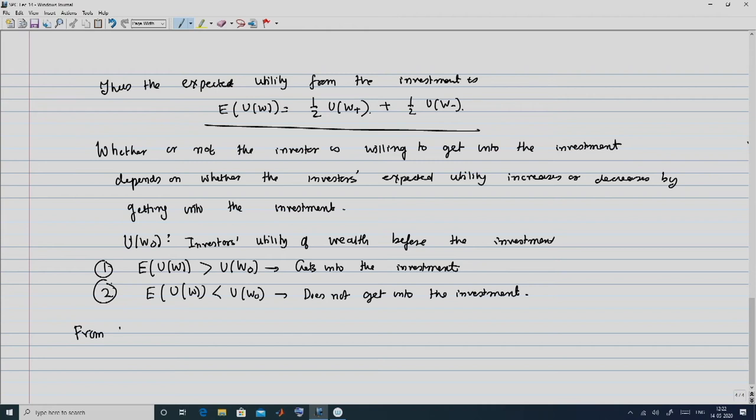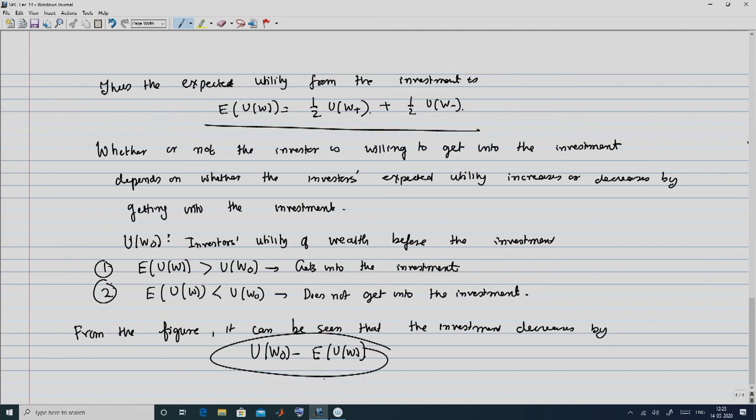So from the figure, it can be seen that the investment decreases utility by U of W naught minus E of U W. And so the investor will not get into the investment. And this is a classic example of risk aversion behavior.